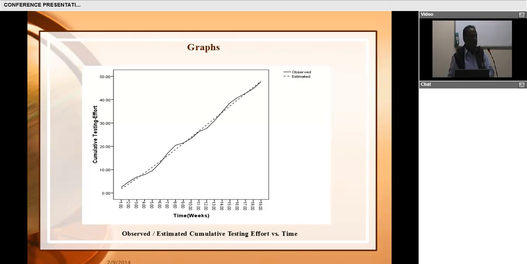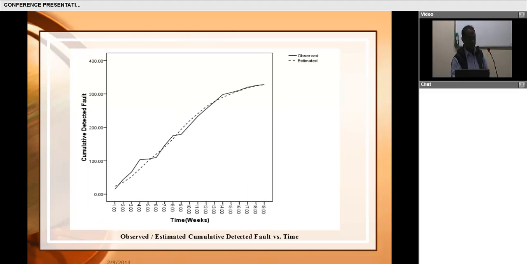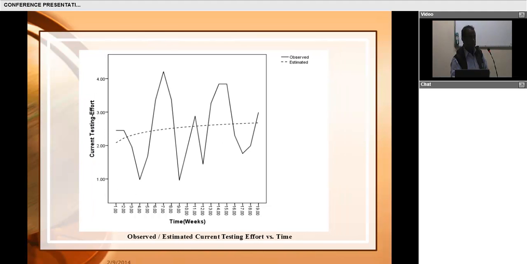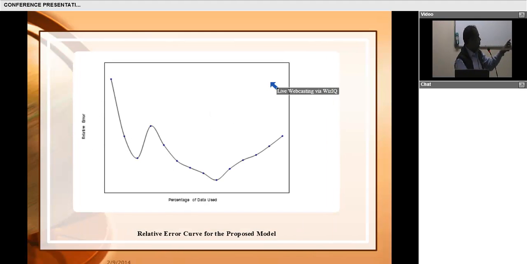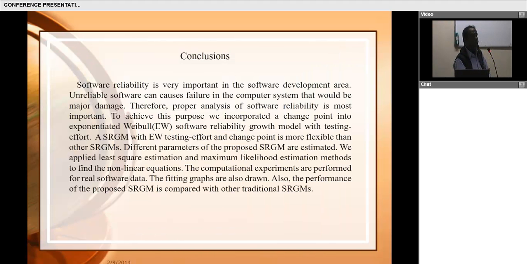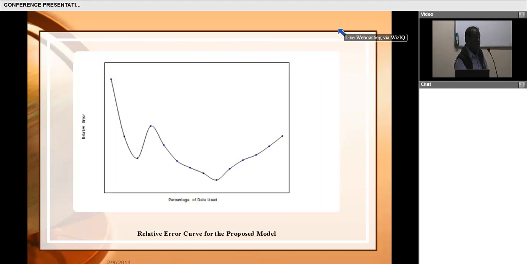And this is the relative error curve. Actually, when the relative error goes faster towards zero, then we can say the result is good. Sometimes it goes down, meaning a negative error.